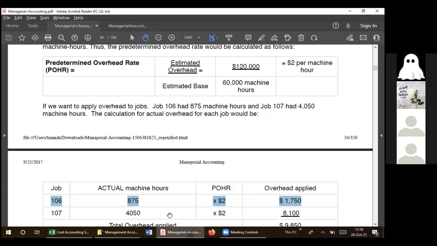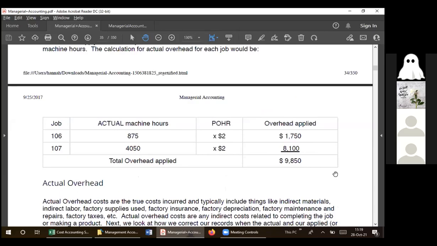Then job 107 says 4,050 hours are required. So let's say there is another job created for 5,000 t-shirts. So for 5,000 t-shirts, we know that will require 4,050 machine hours. So that requires 4,050 hours multiplied by 2, which is $8,100, spent on overhead costs for those t-shirts.